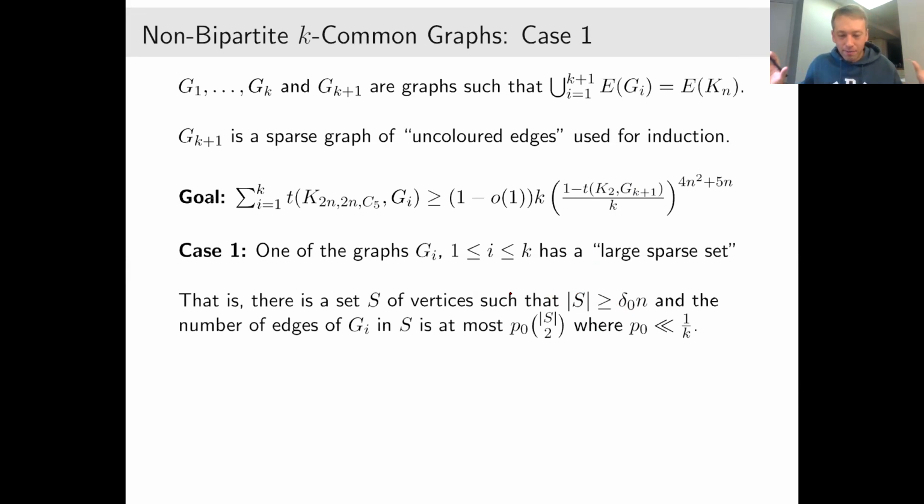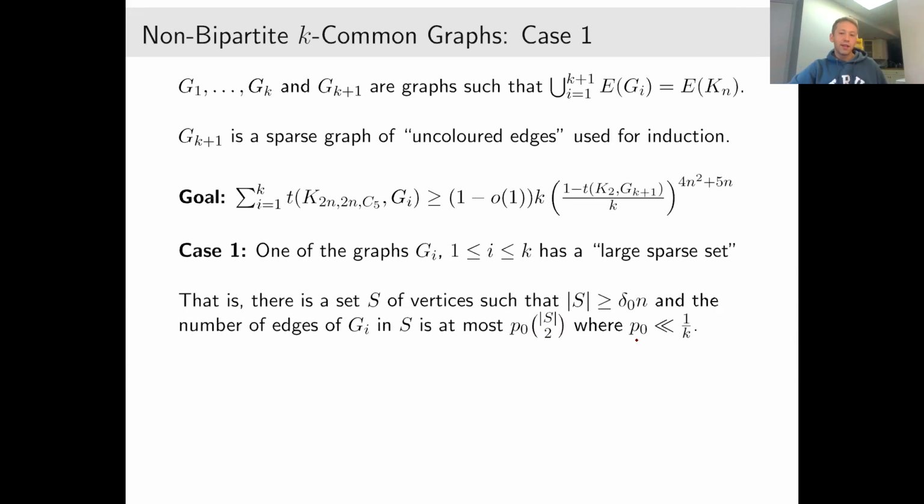But just imagine you have a linear set of vertices, of size at least delta naught n, where if I look at how many edges of G_i land in that set S, it's a lot smaller than in a random coloring. The number of edges in S of color i is at most p naught times S choose 2, where p naught is much less than 1 over k. And it has to be small enough so that I can apply some inductive argument, but we'll see that in a second.